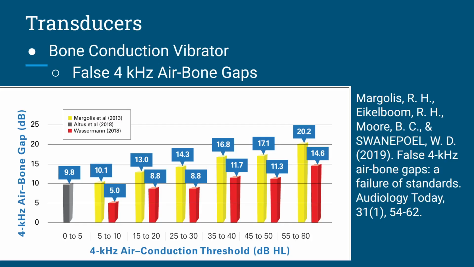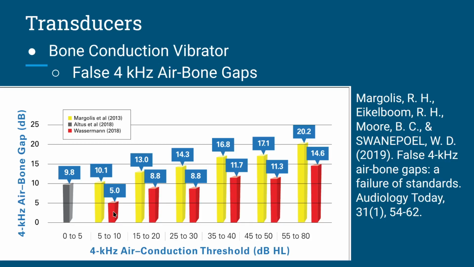So you can see here in this study, we've got studies by Wasserman, Altus, and Margolis. Let me talk about these for a moment. The study by Altus here on the right is just when you have bone conduction thresholds between 0 and 5 dB, and that's pretty straightforward, that air-bone gap. But the key thing here, the Margolis study versus the Wasserman study: the Margolis study is automated using the GSI AMTAS system. In comparison, the Wasserman study was using manual audiometry.